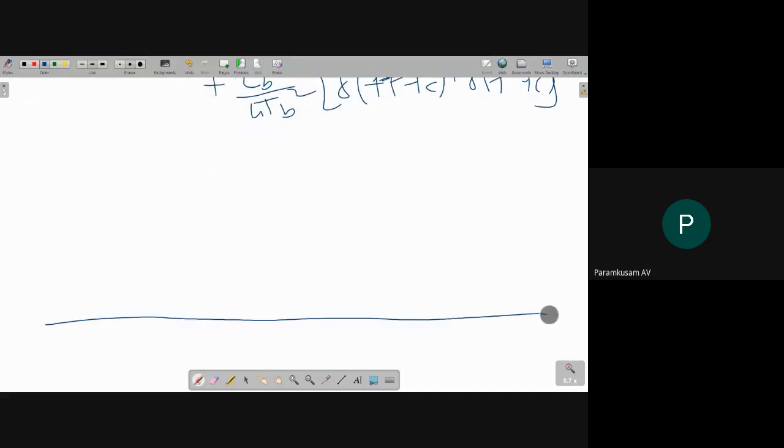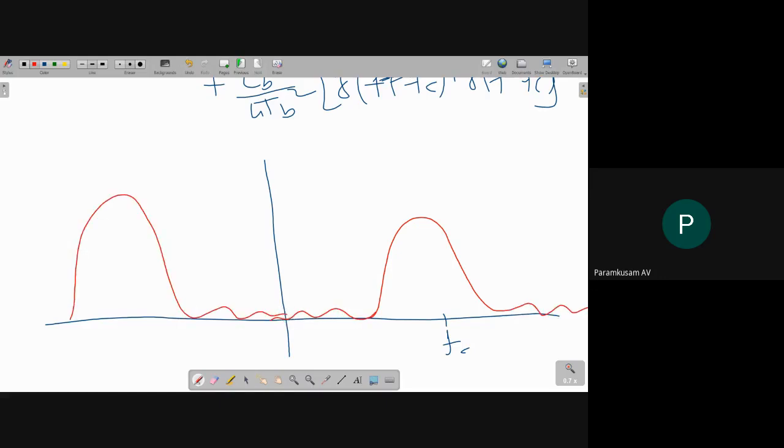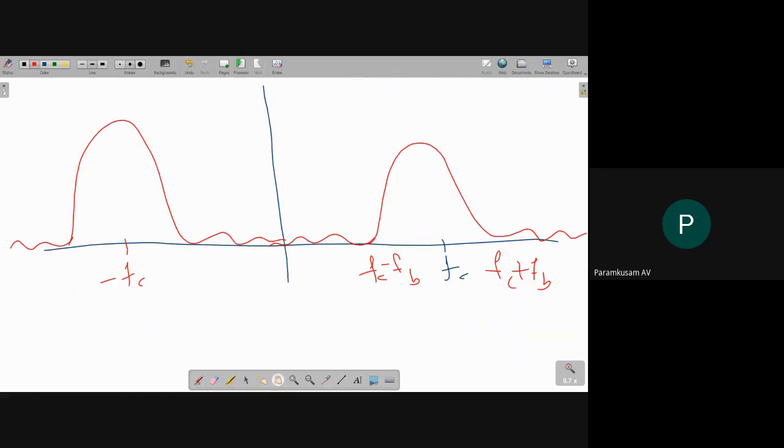The spectrum is like this. This is minus FC, this is plus FC, FC plus FB, FC minus FB. So here bandwidth is FB. And we have the impulses.